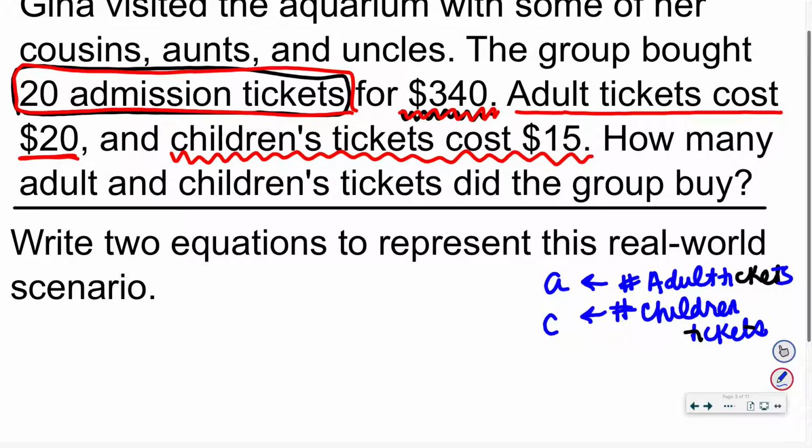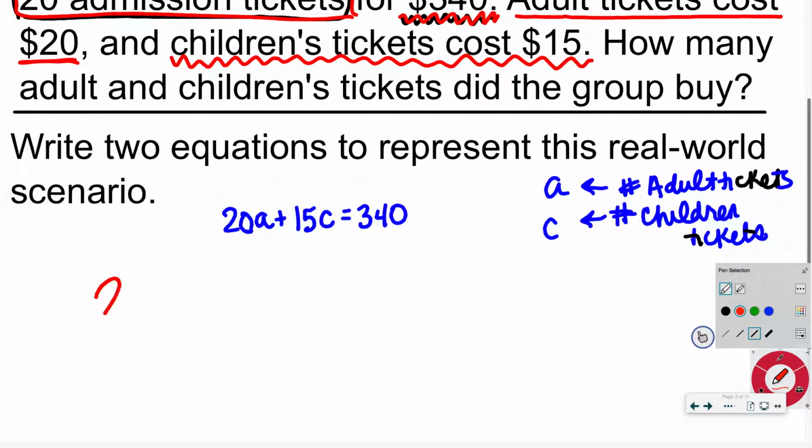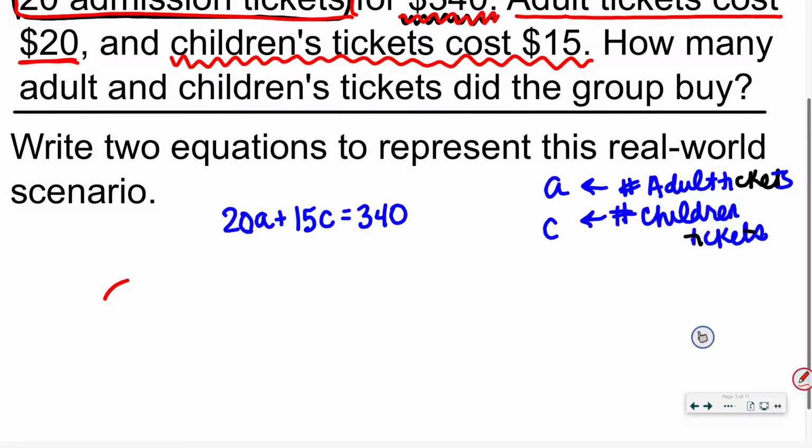20A plus 15C equals 340. Could someone explain that equation in words to me? $20. Wait, 20, like $20. What does 20A represent? $20 per adult ticket. Is that the 20A? Yeah, $20 per adult. Okay, so let's focus in on this right now.